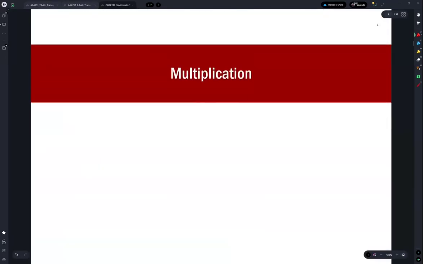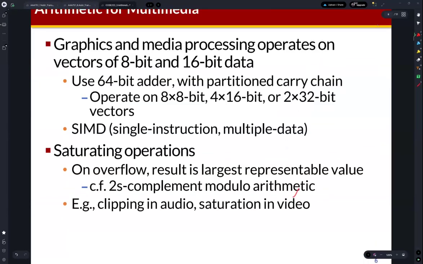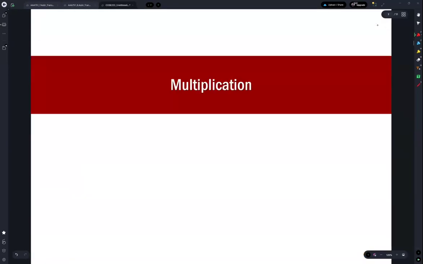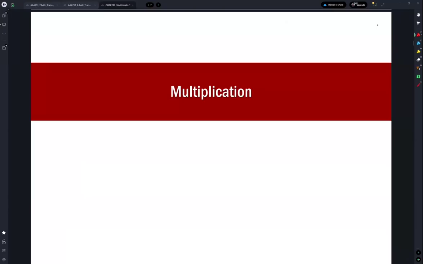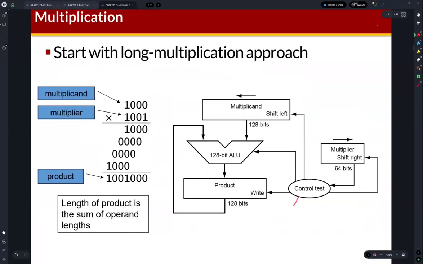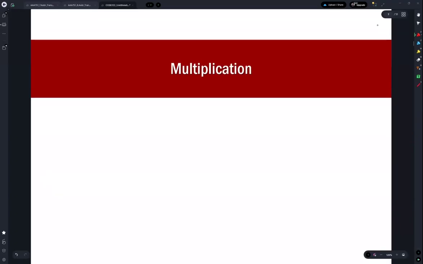Okay, I will pass this one. The adder and subtractor are simple and easy to understand. And then let's learn about multiplication. We are learning about the arithmetic unit.